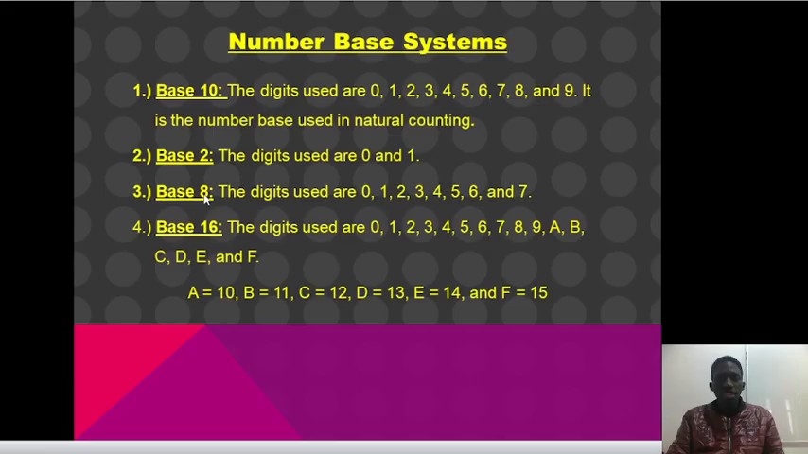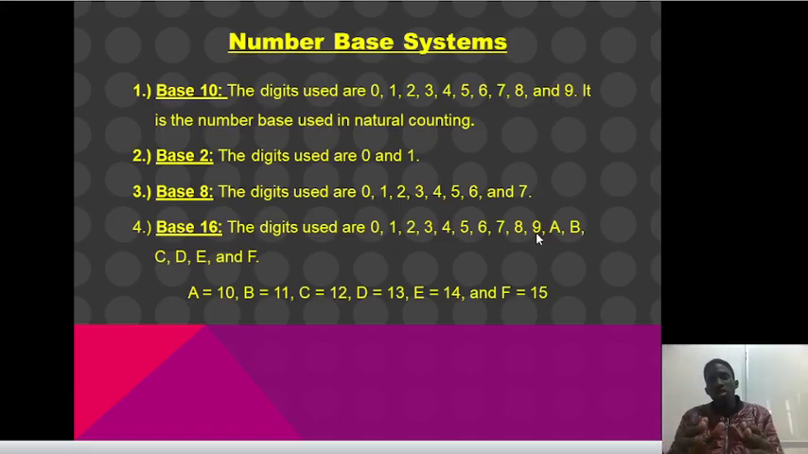Then for base 8, the highest digit is going to be 8 minus 1. So that will be 7. So you just have from 0 to 7. And then for base 16, the digits used are 0, 1, 2, 3, 4, 5, 6, 7, 8, 9. Well, you'd expect base 16 to go up until 15.